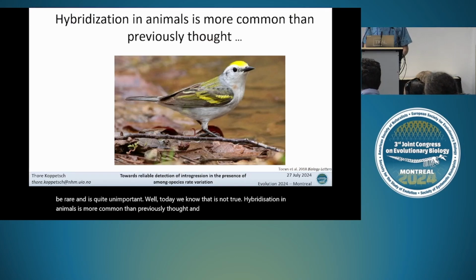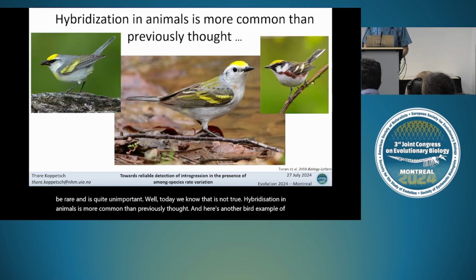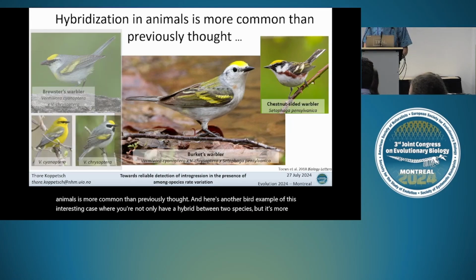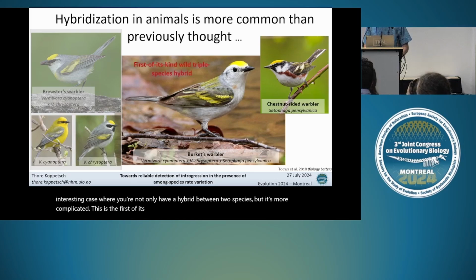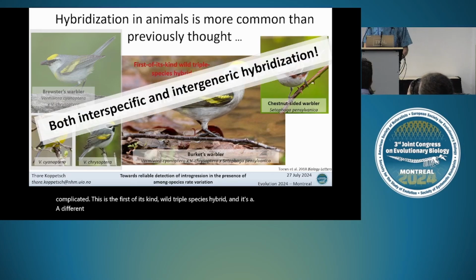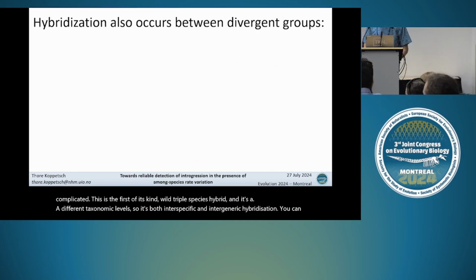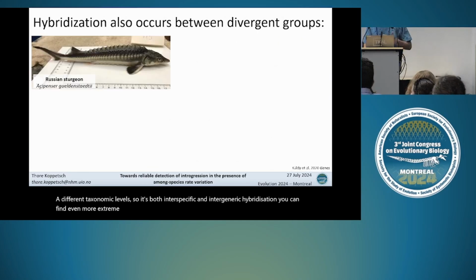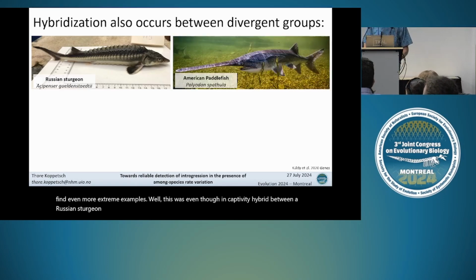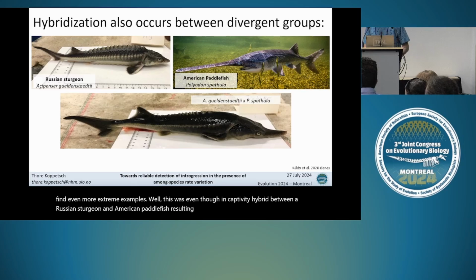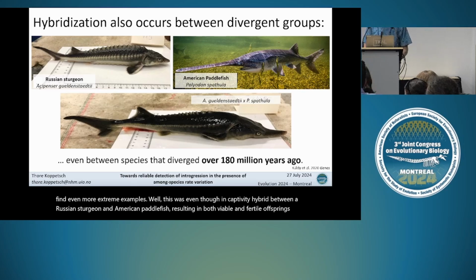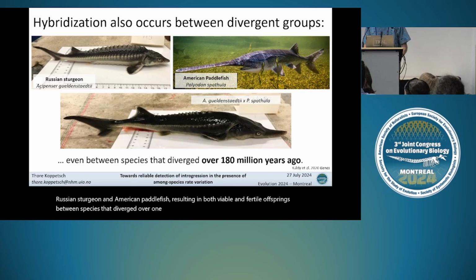And here's another bird example of this interesting case where you not only have a hybrid between 2 species, but it's more complicated. This is the first of its kind wild triple species hybrid, and it's a mixture at different taxonomic levels. So it's both interspecific and intergeneric hybridization. You can find even more extreme examples. This was, even though in captivity, a hybrid between a Russian sturgeon and an American paddlefish, resulting in both viable and fertile offspring between species that diverged over 180 million years ago.